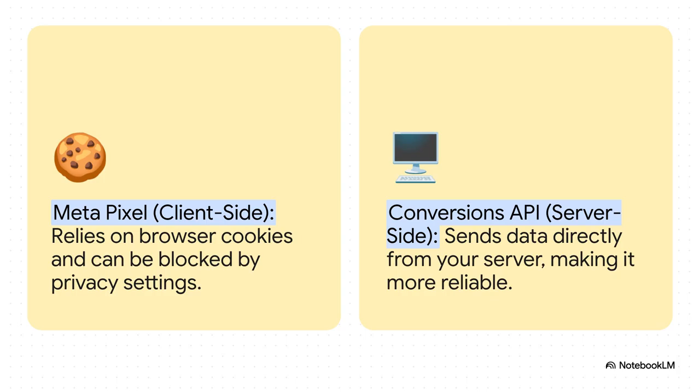And this right here shows a huge evolution in how we track things. For a long time, the Pixel sent data from the user's browser. That's the client side. The problem is that can be blocked by ad blockers and new privacy settings. The modern way to do it is with the Conversions API, or CAPI. This sends data directly from your server to Facebook's server. It's a direct line, way more reliable, and way more accurate, because it can't be blocked by browser issues.